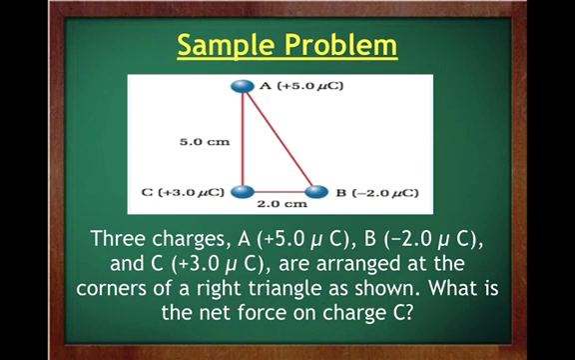Okay, so let's just go straight to the sample problems here, because this is where it'll make a lot more sense. In this first one, what you've got are three charges, A, B, and C, with the given charges of positive 5 microcoulombs, negative 2 microcoulombs, and positive 3 microcoulombs, and they're arranged at the corners of a right triangle as shown, and we're being asked for what is the net force on charge C. So I'm just going to redraw that on my own board.